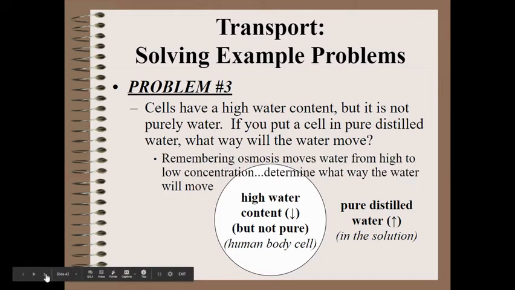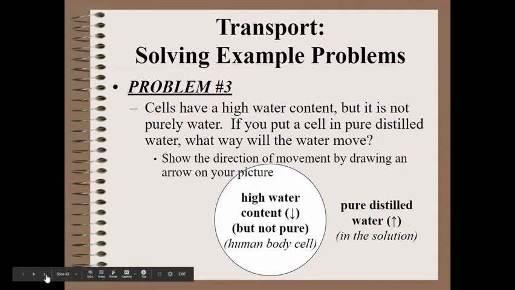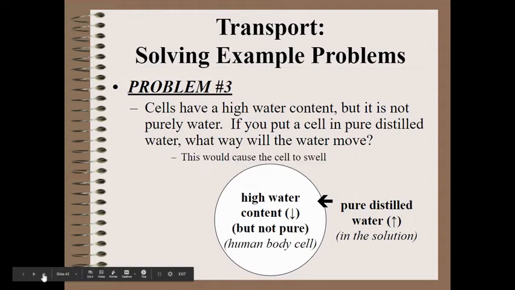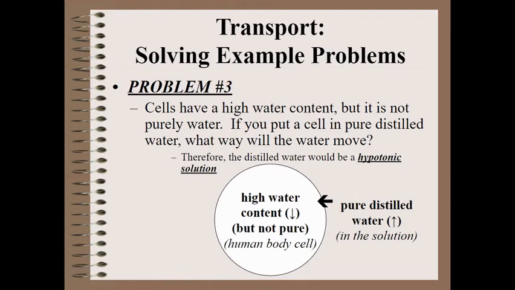Remembering that osmosis moves water from high to low concentration, we can determine which way the water will move and show that movement by drawing an arrow on our picture. So in this case, to reach equilibrium, water would need to move into the cell. This would cause the cell to swell. Therefore, the distilled water would be a hypotonic solution.